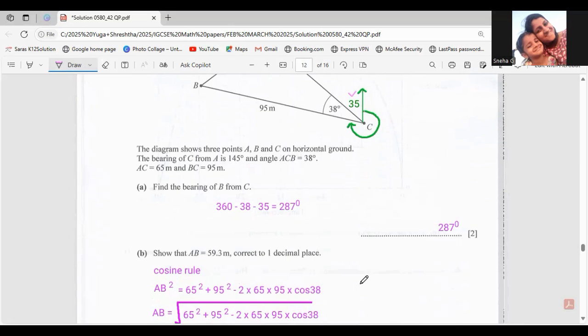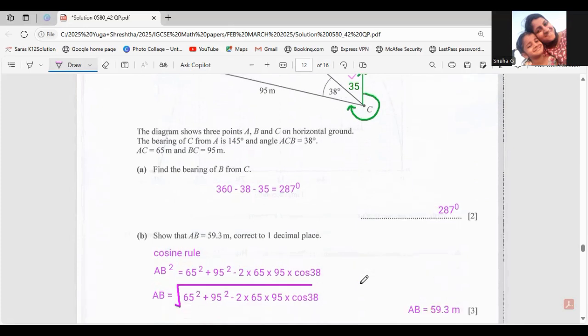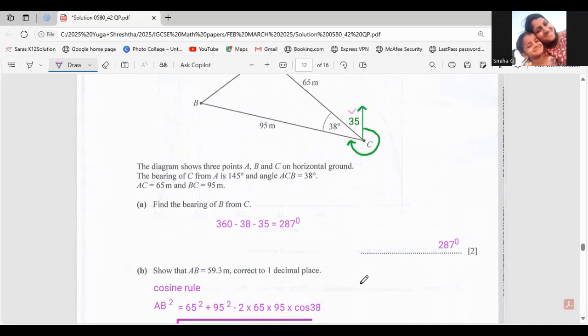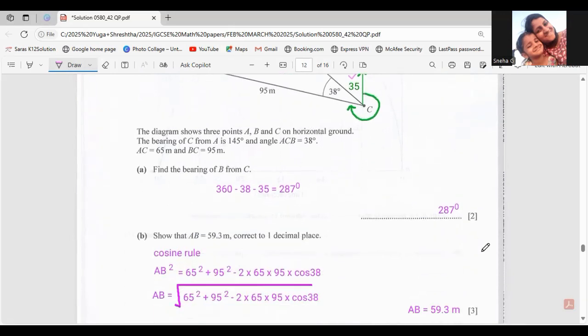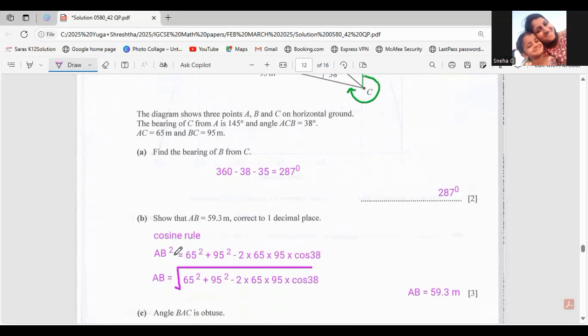I scroll down further, you have to show that the length of AB is 59.3 meters corrected to one decimal place. Now here you can see one side is given, the other side is given, and the angle enclosed between the two sides is given. So the formula that we will be using here is the cosine rule. And as per the cosine rule, AB squared will be the other two sides squared minus 2 times the two sides times cos 38. So I put all of these values in the calculator and I get the answer for AB as 59.3 meters after rounding off to one decimal place.